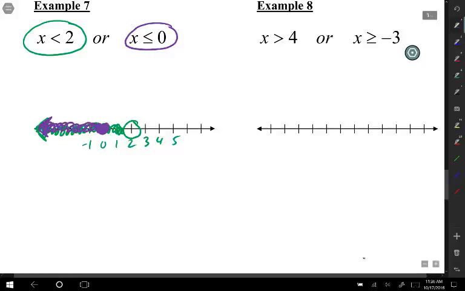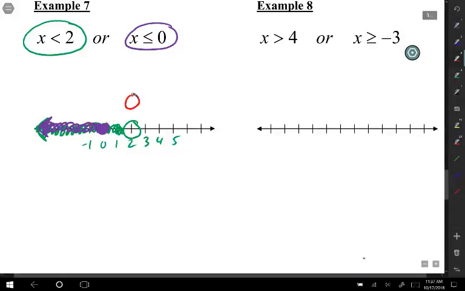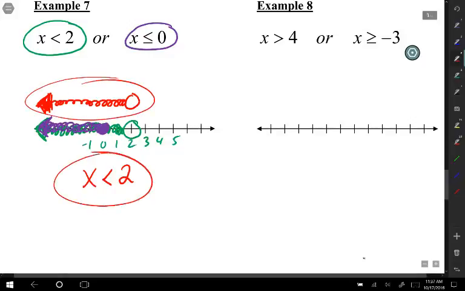Interesting. Where is the purple part? Is it all in the green section? Isn't the whole purple thing in the green? Yes. So did the purple give us any additional answers? No, it didn't. So I'm going to pick one final color and make it red. I'm going to put it above here. And the red is going to represent my answer. Can you give me one simple inequality for the red? X is what? Less than 2. So that's my answer.